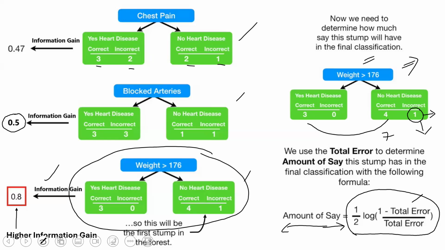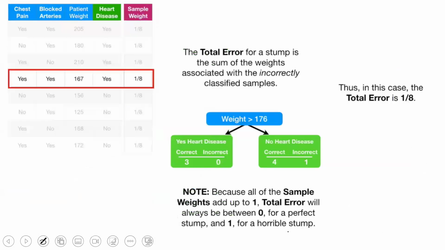But to calculate the amount of say for any stump, we need to know the total error. From the total error, we calculate the amount of say. So now you have to learn how to calculate the total error, right? Once you know the total error, it is just a mathematical calculation. Now, to calculate the total error, you need to get away with this.